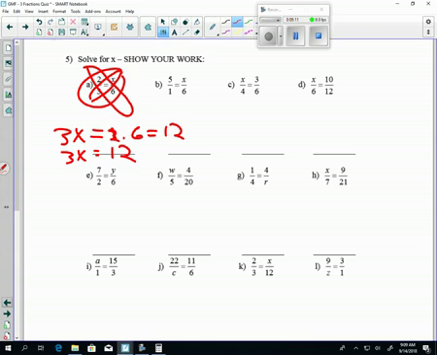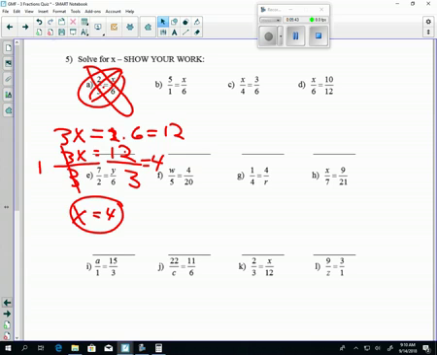And we only want 1x, so that means we have to get rid of that 3. In order to get rid of the 3, we divide, and whatever we do to one side, we do to the other. So if I divide by 3 here, 3 divided by 3 is 1, so I can leave it as 1x, which is 1, and then 12 divided by 3 is 4. So my answer for this one would be x equals 4. Okay.